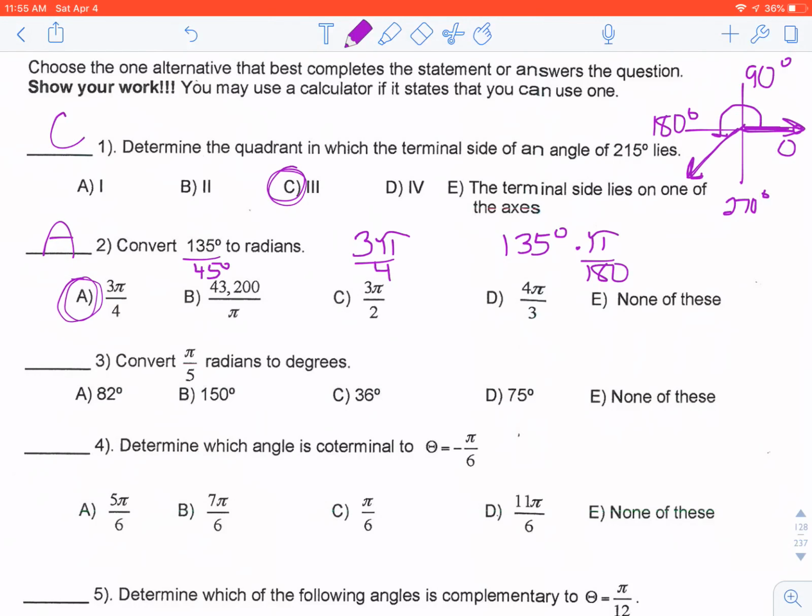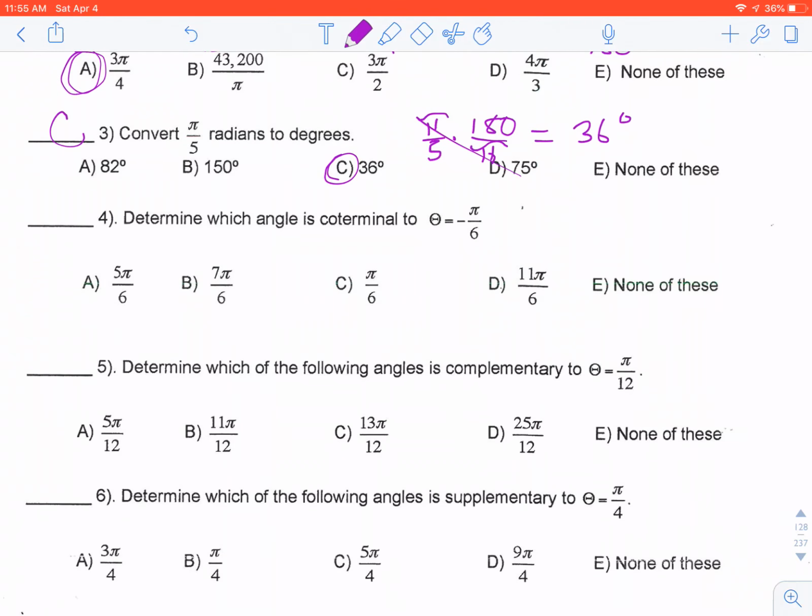Number 3, convert pi over 5 radians to degrees. So this one, you want to take pi over 5 times 180 over pi. Okay, remember your pi's are going to cancel, and once you divide there, you just get 36 degrees. So number 3 is letter C.